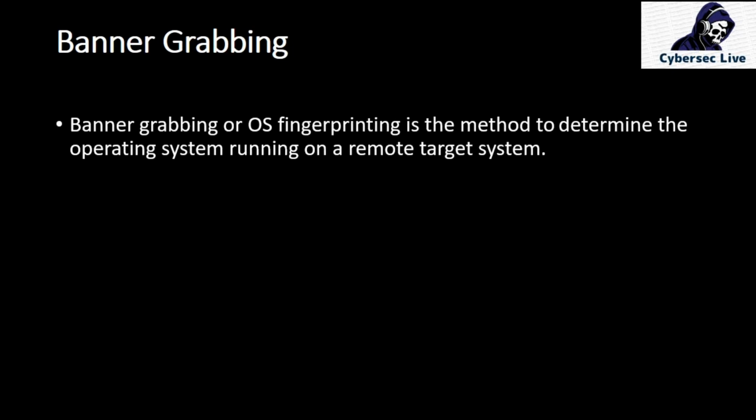Banner grabbing, or OS fingerprinting, is the method to determine the operating system running on a remote target system. Whatever operating system is running on the target system, with the help of banner grabbing, we can get to know it. And there are two types of banner grabbing.